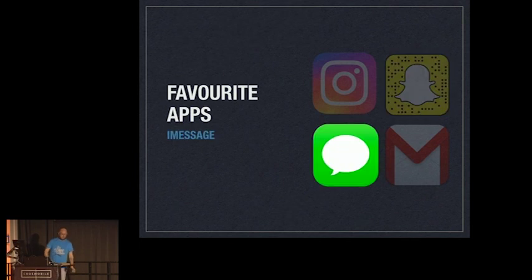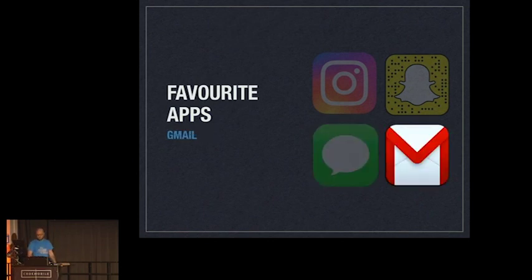iMessage is one of the ones that she does actually favour, because of the blue and the green, depending if you're sending an iMessage or a normal SMS text message. It does actually help her a lot. She's able to do that. She still has the problem, don't get me wrong, but it's just a little bit easier. And this was the big one for me, which was Gmail.